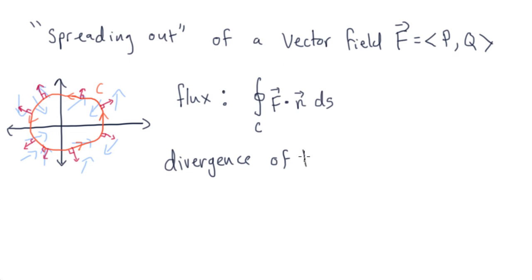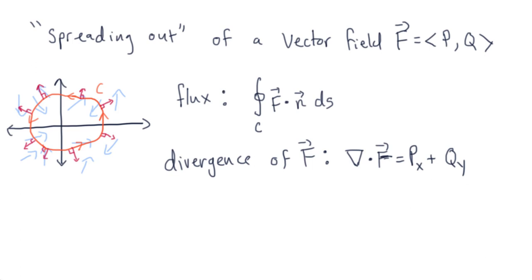of F. And what the divergence is, it's written like this, so again using this del operator of F. If you remember what the del operator is, it's just the partial with respect to x, then partial with respect to y. So what this ends up being is partial with respect to x of P plus partial with respect to y of Q. Okay.